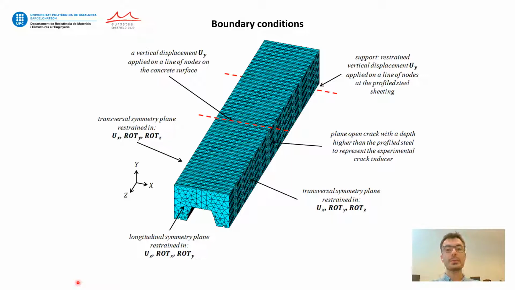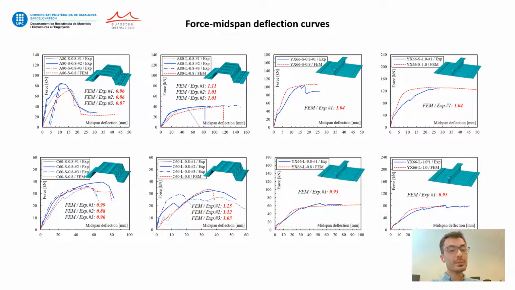Finally, the support is defined as a constrained vertical displacement and the load is applied as a displacement increment. The results show a satisfactory verification in terms of ultimate load and force midspan deflection curves. Now let's see the cross-section stress distributions.